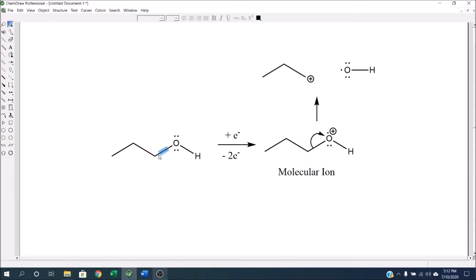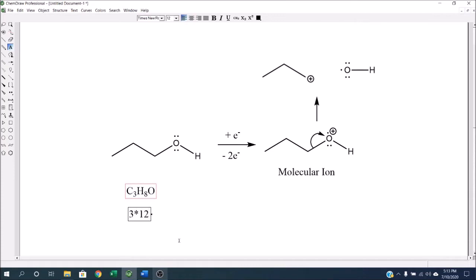The original mass of this particular starting material was 60. So let me make sure. There are 3 carbons. So the molecular formula is C3H8O. This was the original molecular formula. And C3H8O has a combined molar mass of, well, there are 3 carbons.